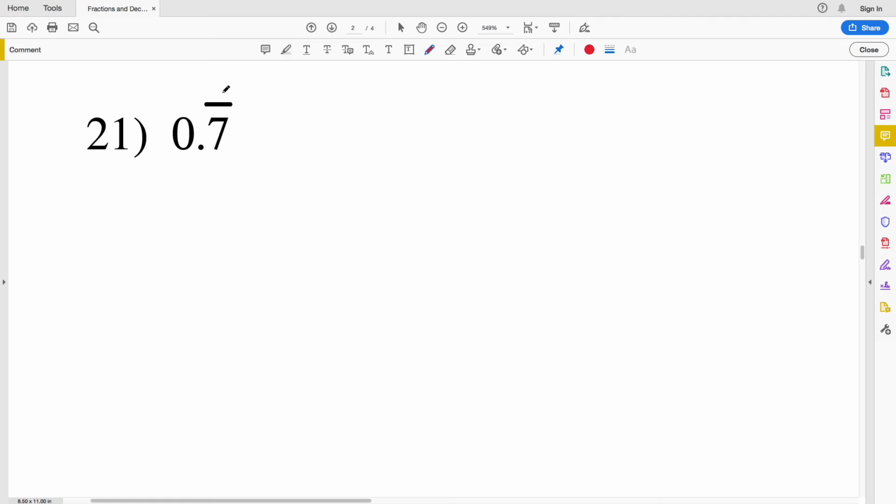In number 21, we have 0.7 repeating. So what we're going to do is move that decimal place over once in order to eventually create a whole number. So moving it over once, that's the same as multiplying by 10. So we'll have 7.7 repeating minus, in order to make that a whole number, we need to subtract that repeated decimal. So 7.7 repeating minus 0.7 repeating will give us 7.